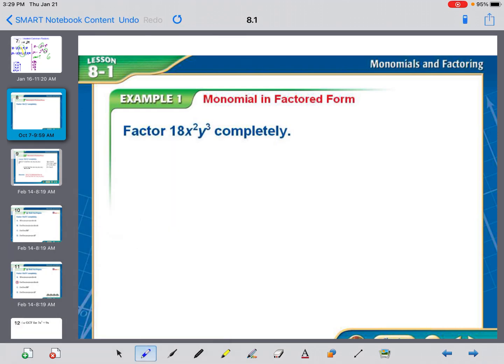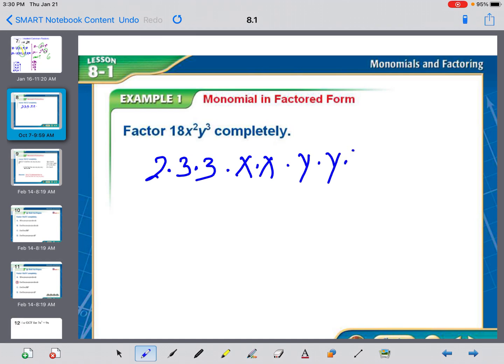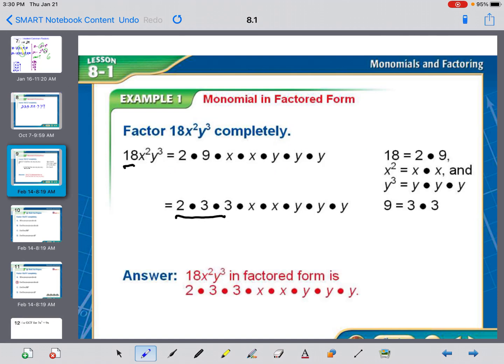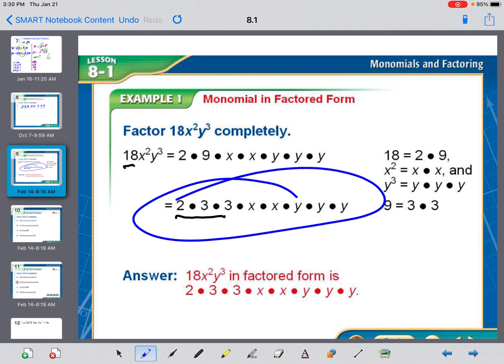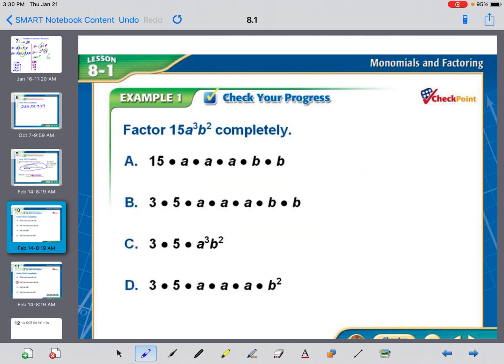Now, we have already looked at that answer, and we've already looked at this process, because we've already said that 18 is 2 times 3 times 3. And then x squared is x times x, and y cubed is y times y times y. Okay? And we looked at this several times already, this slide, a couple of times at least. So that is the factored form of 18x squared y cubed.